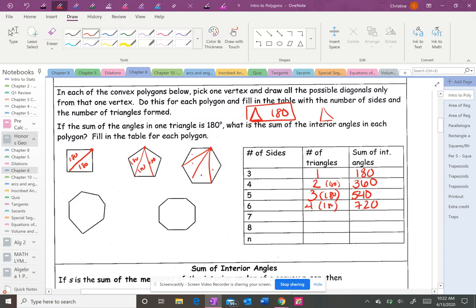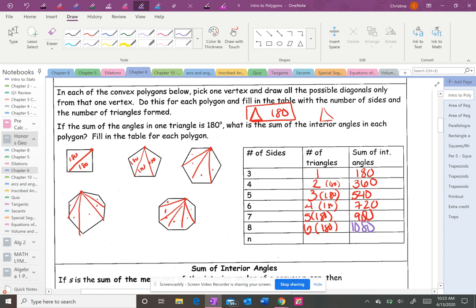What does this have? 7? 1, 2, 3, 4, 5 triangles at 180. What is that? 900. 8-sided, you get 6 at 180. Oh, I lied about the other one. Hold on. This should have been 900. Whoopsies. And then this one is 1080.